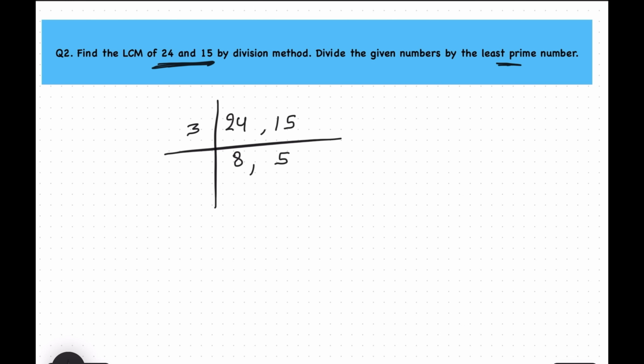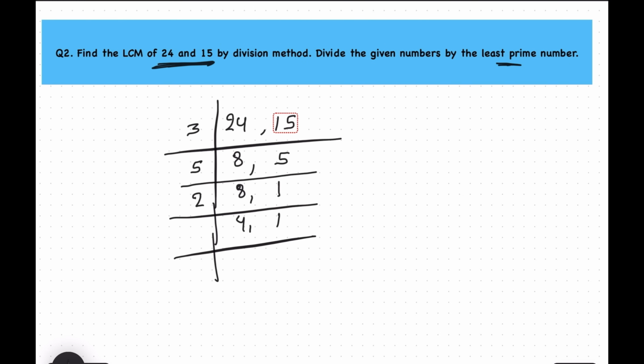Now we still have to use prime numbers only. Let's do it with 5. 8 is not divisible, so we just write 8 and write 1 here. Next, use 2: 2 times 4 is 8. Then again 2: 2 times 2 is 4 and 1. And the last time, 2 and 2. We have to go on until we get 1 and 1.